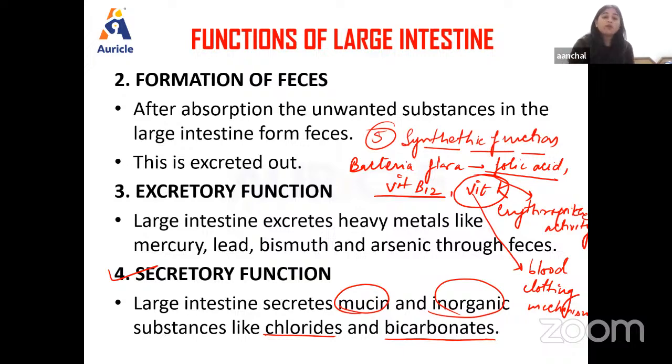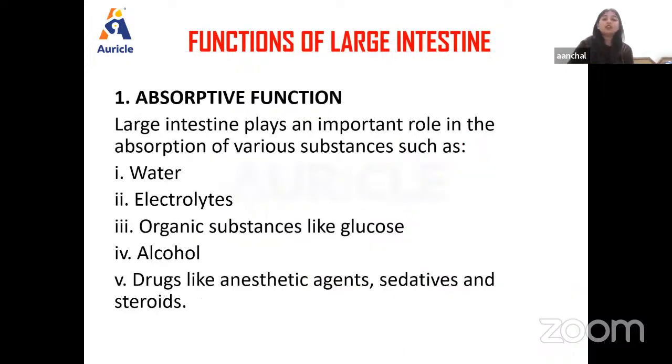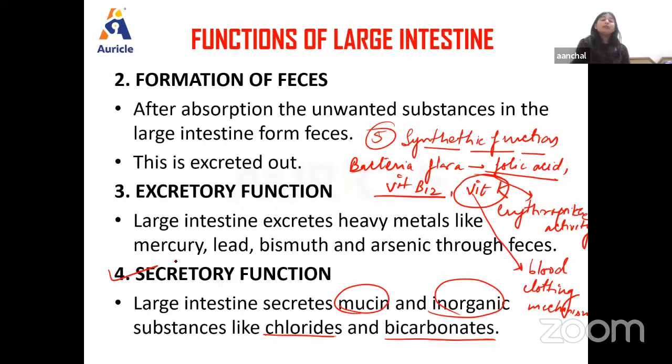So I hope all the functions of the large intestine are very clear to all the students. Again, first we have the absorptive function, in which there is absorption of substances like water, electrolytes, organic substances, alcohol, and some drugs. Then there is formation of feces. After the absorption, the unwanted substances in the large intestine form feces, and then this is excreted out of the body. Then in the excretory function, we studied that the large intestine also excretes some heavy metals like mercury, lead, bismuth, and arsenic through the feces.